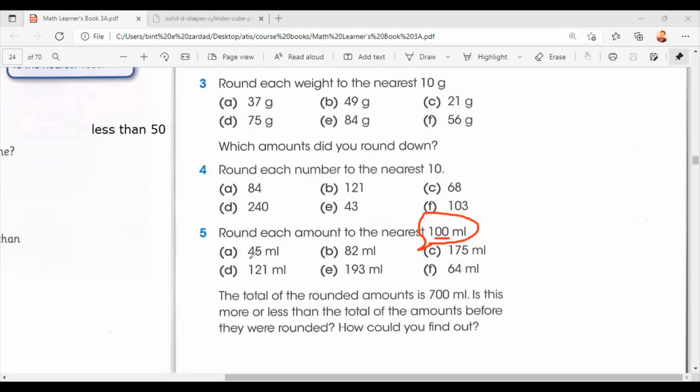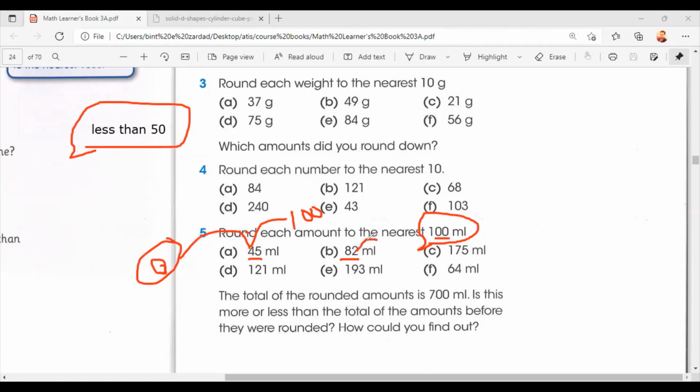So this is 45. It is nearest to 0. We make the options like this because 45 is less than 100, so we can make two options, 100 or 0. We just have one rule: if less than 50, we choose the small option. It's nearest to 0. 82, less than 50? No, more than 50.